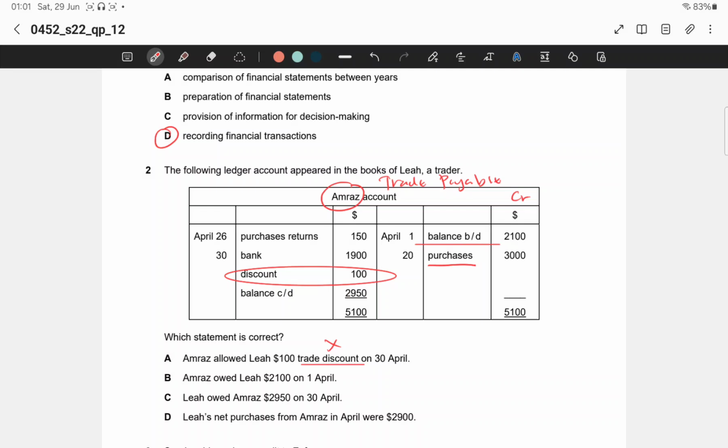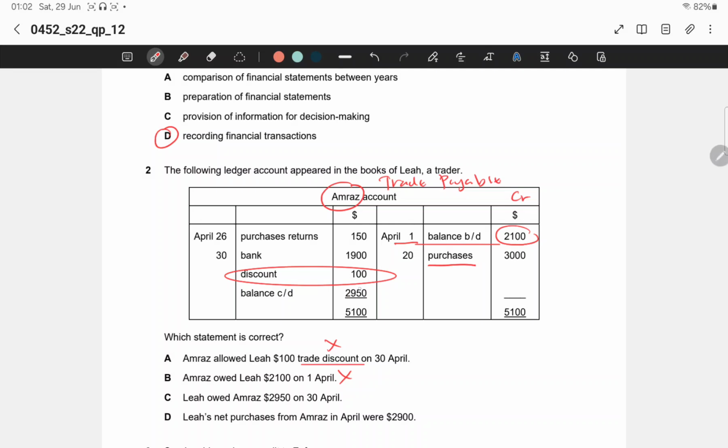B: Ambras is owed 2,100 on 1 April. Now you look at 1 April, 2,100. This is a trade payable account. Ambras is a trade payable, so the one who owes Ambras is Leah. No, Ambras does not owe Leah. See, Leah owes Ambras 2,950 on 30 April.